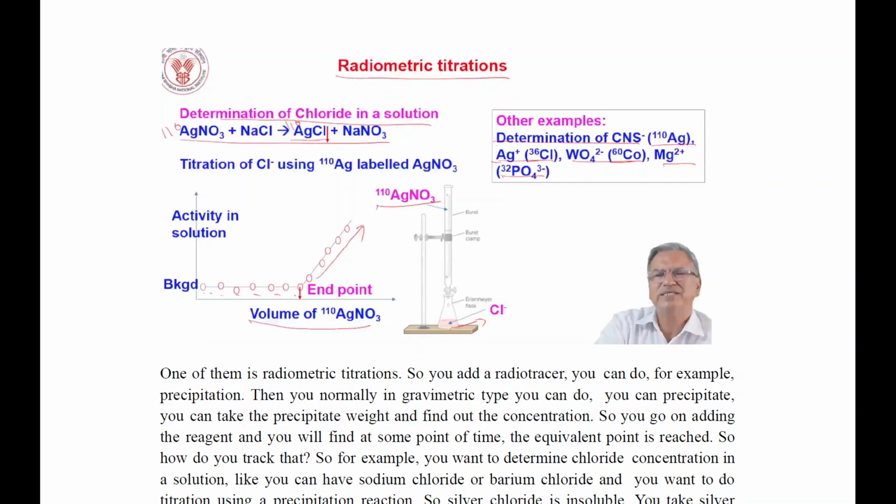Then, like we have titrations in our experiments in bachelor's, we have radiometric titration, and an example is determination of chloride in a solution. Example: AgNO3 plus NaCl gives AgCl plus NaNO3. The titration of Cl minus using 110Ag labeled AgNO3 can be used. Other examples are determination of CNS minus, WO4 2 minus, Mg2 plus, etc.